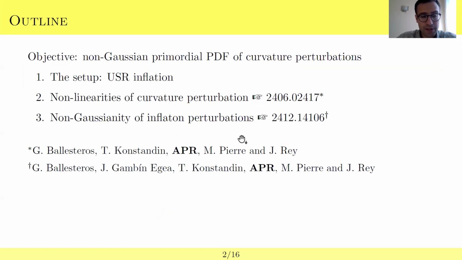And I will then discuss two different sources of non-Gaussianity: one of them the nonlinear relation between curvature fluctuations and matter perturbations, basically inflaton perturbations, and the other one the quote-unquote intrinsic non-Gaussianities of inflaton perturbations themselves, both of which we discussed in these two recent papers.